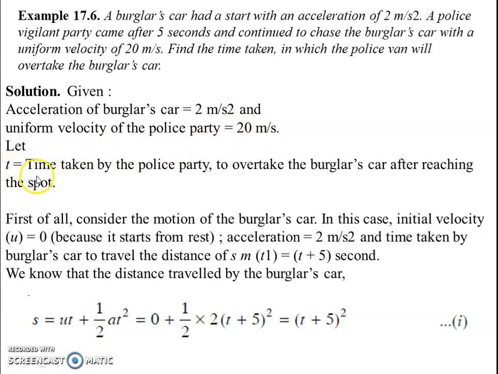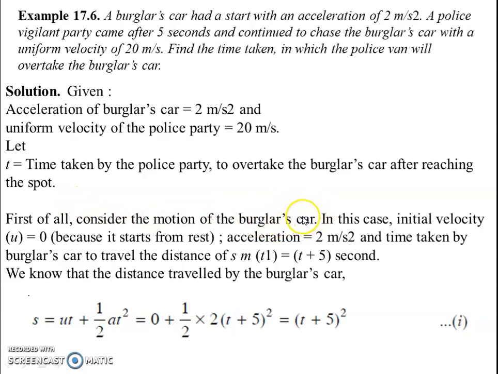First we will see what is T, the time taken for police. Let T be the time taken by the police party to overtake the burglar car after reaching the spot. I will keep it as time T. I don't know this time when he crosses the burglar car. First we will consider the burglar car.